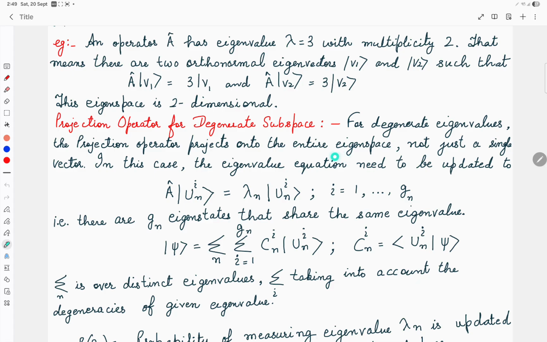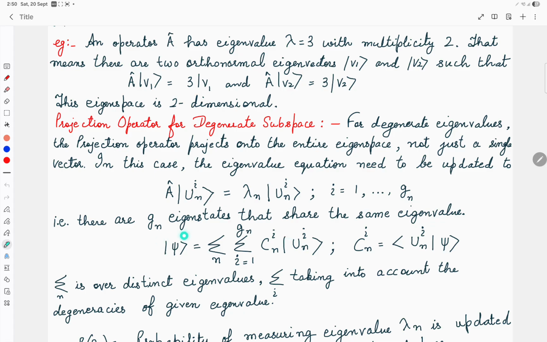In this case, the eigenvalue equation will now be updated, and this is the updated equation. Here, if you assume that the superscript i is not there, this is a normal eigenvalue equation, and n represents the number of eigenvalues. Now, since the superscript i has come, this indicates the degeneracy dimensions, the number of eigenvectors associated with that particular eigenvalue. This is how we will update the eigenvalue equation. That is, there are Gn eigenstates that share the same eigenvalue.